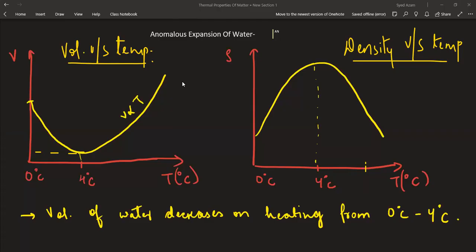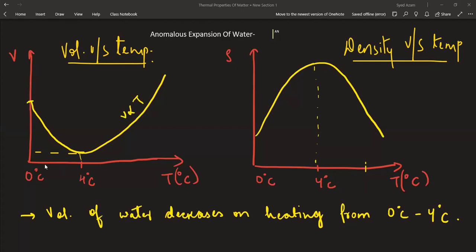Now, we have completed all the applications of it. Now, this is the anomalous expansion of water. Anomalous expansion basically means the unusual property. Whenever you have the term anomalous, it means unusual property, like you have anomalous properties of hydrogen in your chemistry. So basically, this shows the relationship between the graph and the expansion of water. Two graphs are there: one is volume versus temperature, the other is density versus temperature. Now, volume versus temperature, what happens?